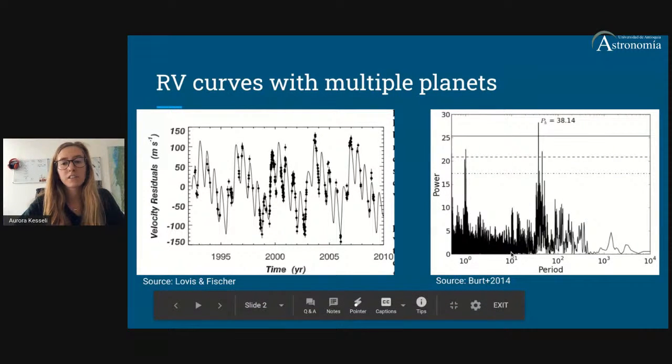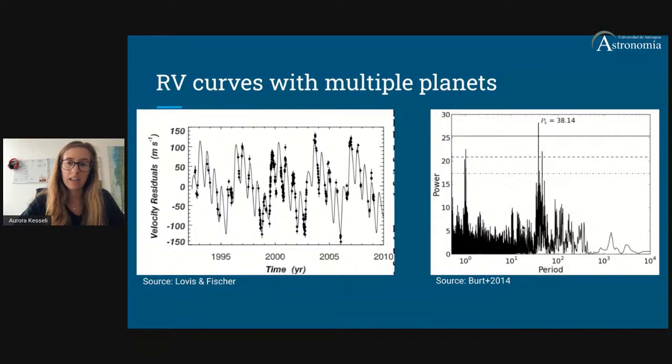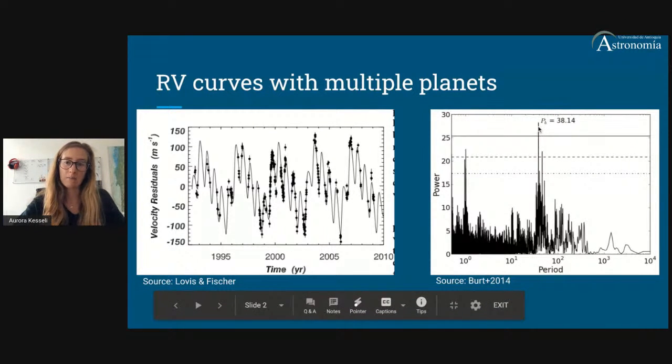So we can use a sine curve with a period of 10 to the 1, or we can use a sine curve with a period of 10 to the 2. So each of these points is a different sine curve that has been tested. And then the higher the power, the more likely that that sine curve fits the data correctly. And so again, this is a different planet, but you can see this is their detection of a planet with a period of 38 days.